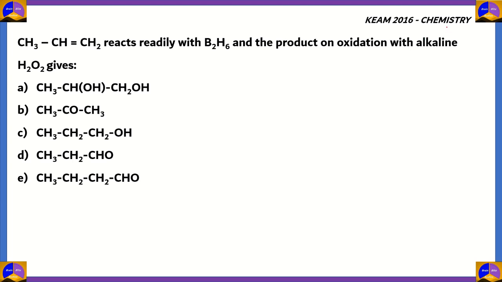Now let's look at some questions of chemistry. CH3CH double bond with CH2. Now this is what we call butene. It's an alkene. That means it has a double bond. It's an organic compound. It reacts readily with B2H6, which is what we call diborane. It's basically a dimer of BH3.